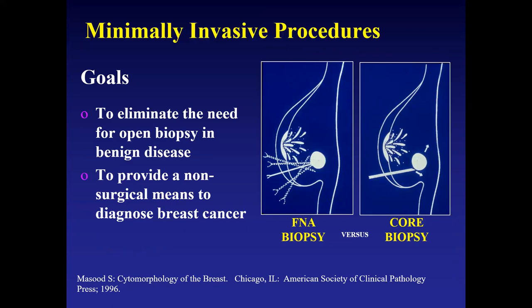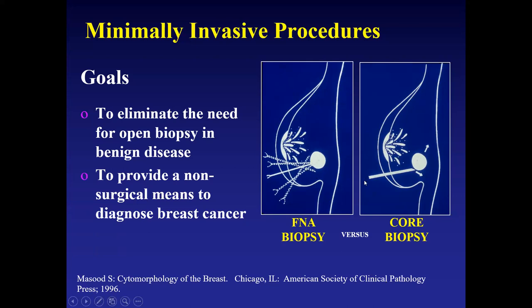Now, what is it that you're trying to achieve by doing minimally invasive procedures? The goals are to eliminate the need for open biopsy in benign disease. Because if you are able to establish the diagnosis and there are no other issues that we have to keep under consideration, people really don't need to undergo surgical excision and have a scar in their breast. Fibrocystic change and cyst formation is a very common process that can be resolved by doing fine needle aspiration biopsy. And of course, it provides a non-surgical means to diagnose breast cancer. So this is fine needle aspiration biopsy. This is the needle. This is what I was talking about, that because of the small nature of the needle, this needle can go in different parts of this mass and sample the lesion properly.